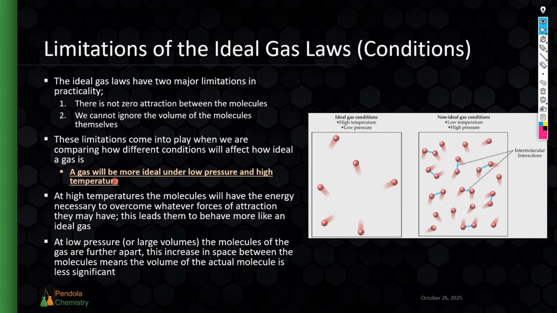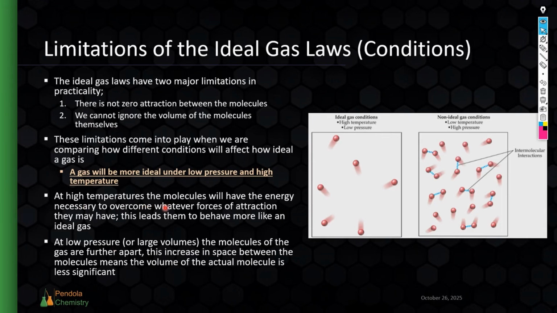A gas will be more ideal under low pressure and high temperature. And you should be able to say why. Now, this is never going to change. It doesn't matter if the gas is methane, ethanol, carbon dioxide, oxygen. A gas is always more ideal under low pressure and high temperature. That's never going to change. What you should be able to do apart from just stating this is being able to explain why. And again, the why falls back to these two major limitations.